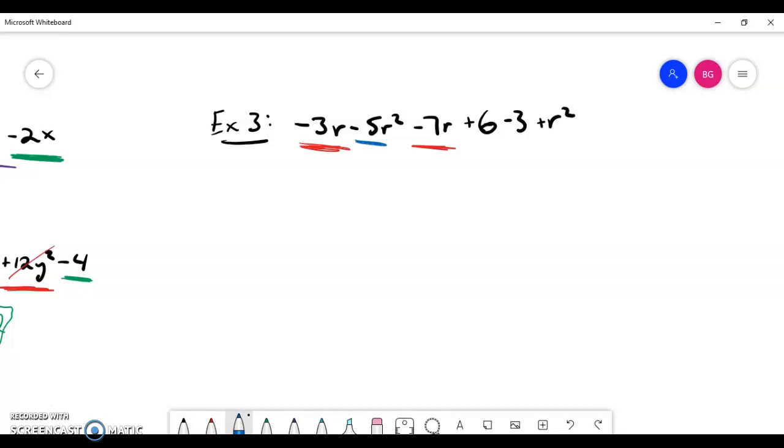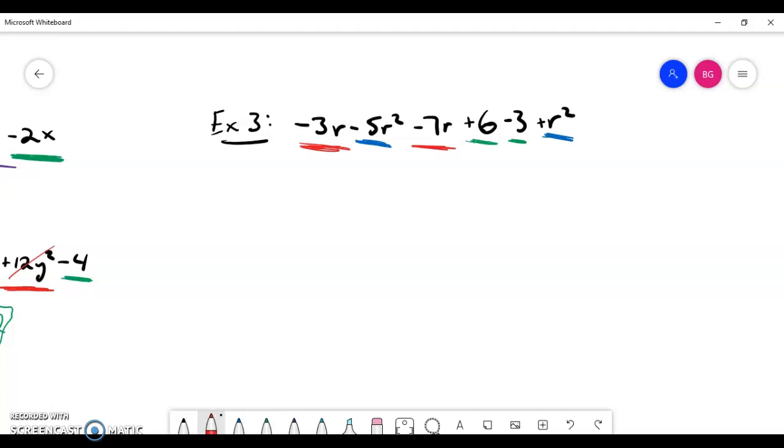I see I have a negative 5r squared, so I'm going to underline it or shape it however you want. I have an r squared, so I'm going through looking for every term that has an r squared and only an r squared. Well, I see it's just at the very end. I got a plus r squared. Then I got a plus 6 constant. Oh, there's a minus 3 constant right behind it, so those can go together. So we're going to go ahead and combine these together now.